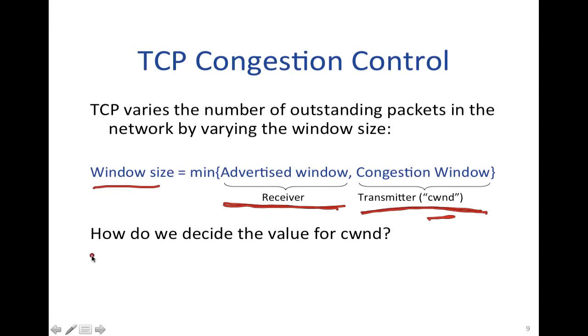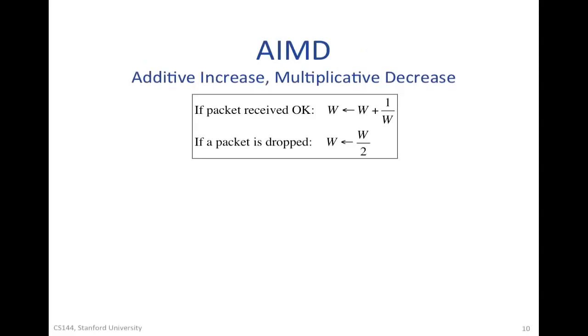So the next question to ask is, okay, how do we decide the value for cwnd? How are we going to use cwnd in order to change the window size to control congestion in the network? And the scheme that we're going to use is called AIMD. And this is a sort of a classic technique in networking that's used for controlling congestion in a TCP network. And it could be used in any network that uses sliding windows.